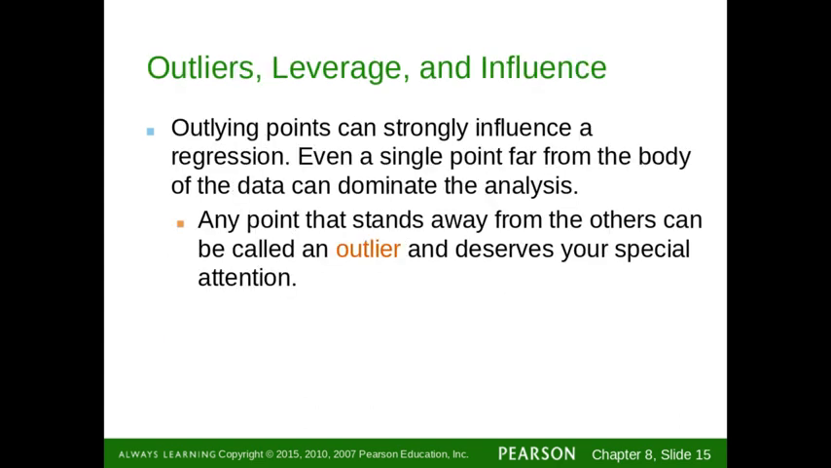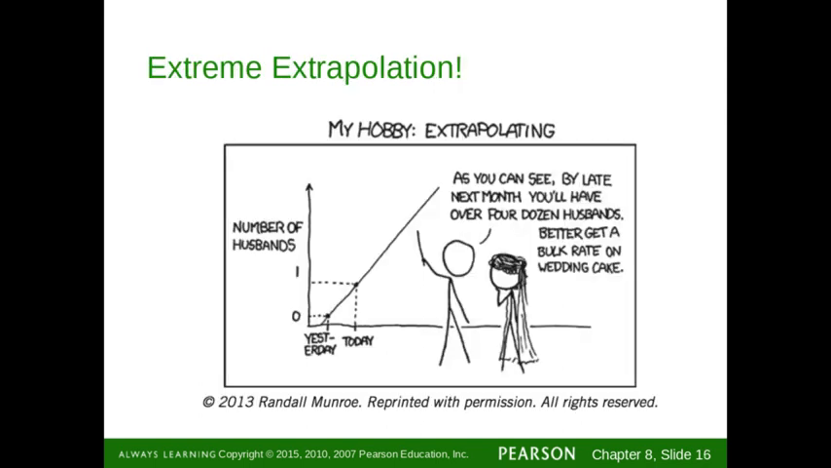Anyways, outlying points can strongly influence a regression. Even a single point far from the body of the data can dominate the analysis. Any point that stands away from the others is called an outlier and deserves your special attention. These anomalies exist for a reason. Sometimes they're applicable and sometimes they're not. But if it's really far away, it has an impact on the math. So you can almost always do the math with the outlier and then do the math without the outlier, and then report that honestly.